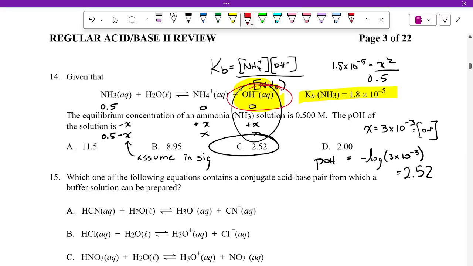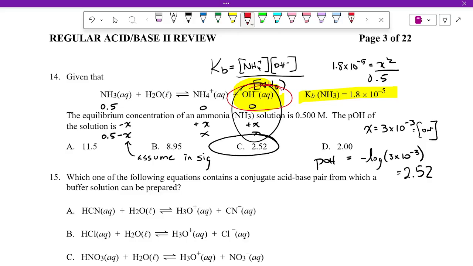I guarantee you there will be a hydrolysis problem on your test. Everybody's test is going to have whatever version you get, there will be a hydrolysis problem on it. So make sure you know, if you hydrolyze and produce hydroxide, you want to use Kb; if you hydrolyze and produce hydronium, you want to use Ka. Okay, next.